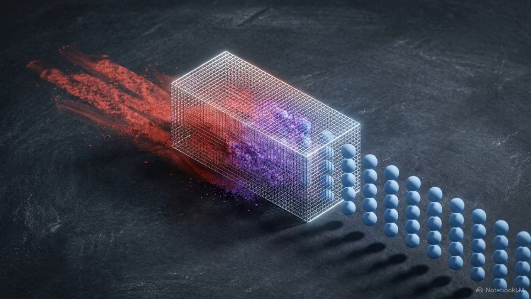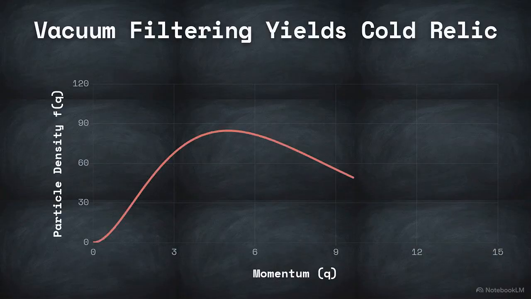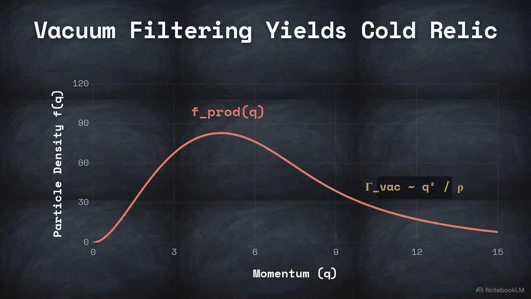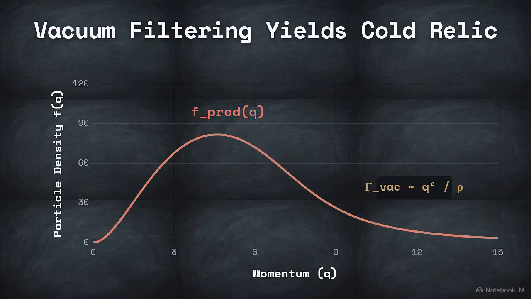DVFT resolves this by demonstrating that the vacuum itself acts as a rigorous physical momentum filter, dynamically cooling these hot defects into stable relics. This is the full cosmological relic equation. It modifies the raw, hot production spectrum with mathematical filters. First, look at the vacuum decay term. Because the post-roll vacuum is stiff, high-momentum particles are rapidly reabsorbed.